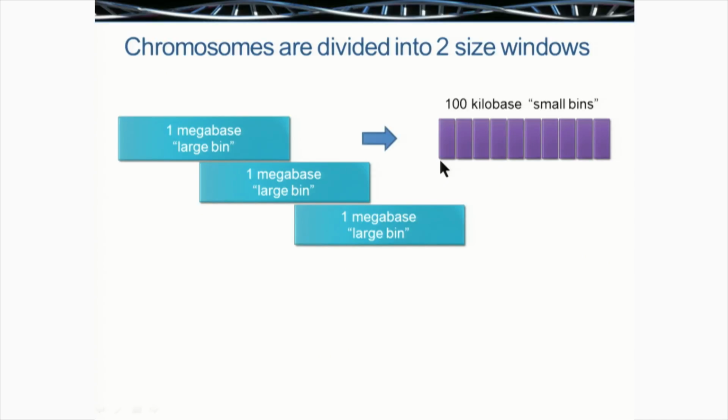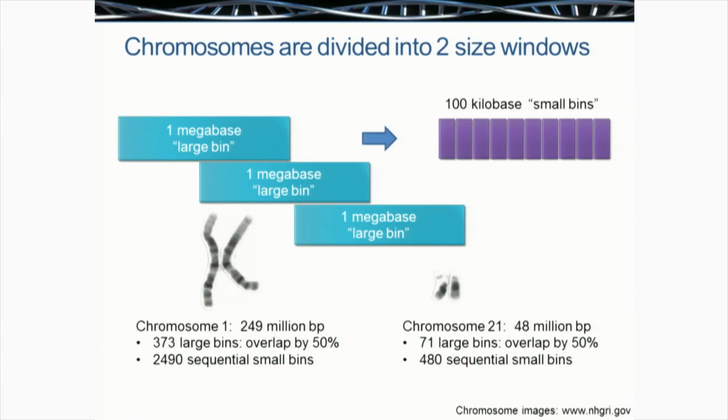And then we also have small bins. Each large bin, we're dividing into 10. So that gives you 100 kilobase small bins. So why are we doing that? So that we'll be able to determine for this sample, relative to our reference samples, what's the status at positions all along the chromosome. So looking at chromosome 1, it's almost 250 million base pairs.